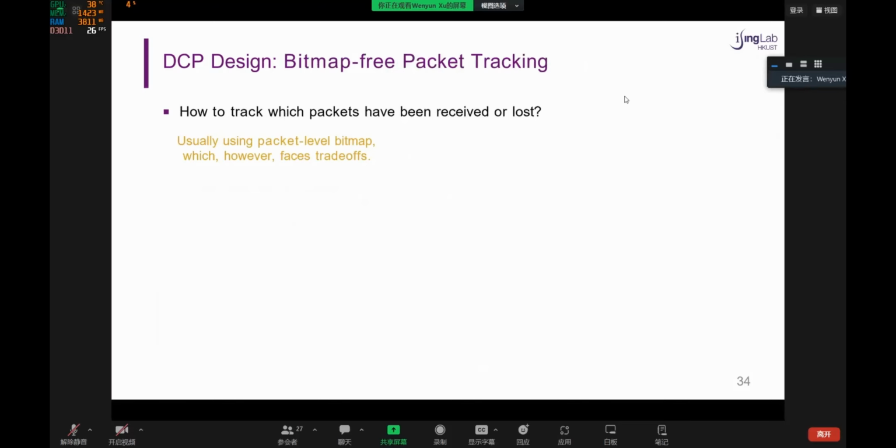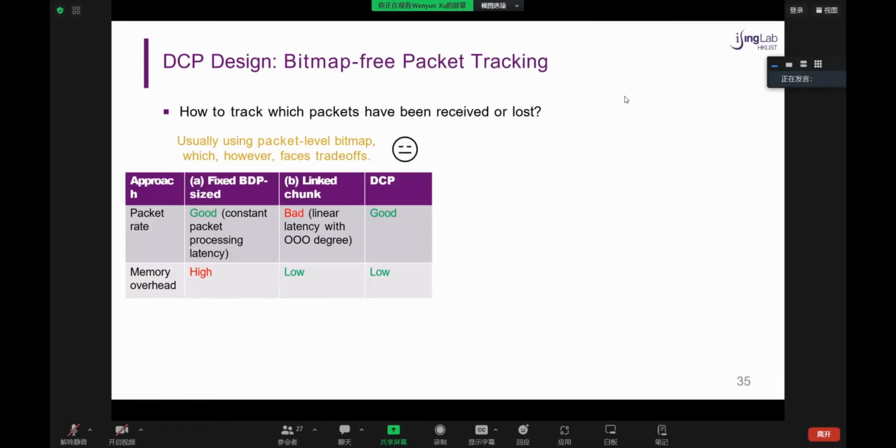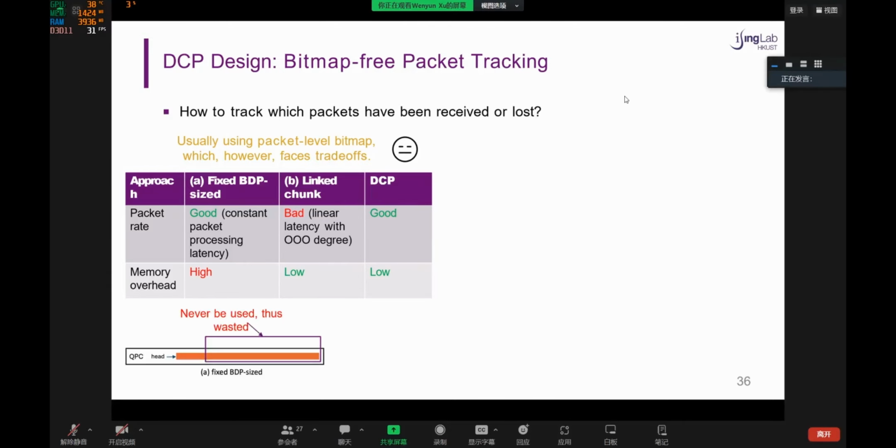Another question is how to track which packets have been received or lost. Usually people use packet-level bitmaps. However, bitmaps introduce trade-offs between memory overhead and processing efficiency. One approach for maintaining bitmaps is to pre-allocate a fixed length, typically BDP-sized bitmap, for all active QPs. This method has constant packet processing latency, which is good, but its memory overhead is high and it often wastes lots of space.